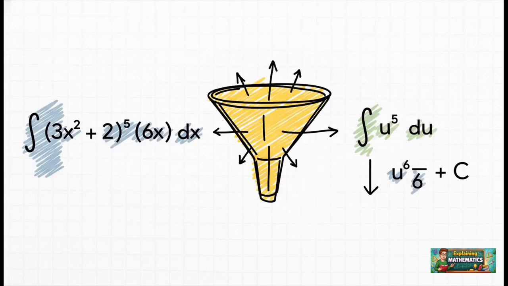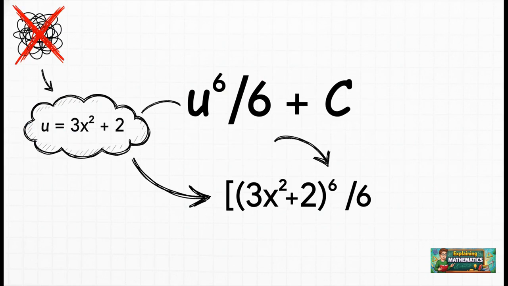And this is the payoff. Our whole intimidating integral just collapses into the integral of u to the 5th du. I mean, come on, that's a problem we can solve in our sleep with the simple power rule. The integral is just u to the 6th over 6, plus our good old constant of integration, c. For our final step, we just have to swap u back out for what it actually is, the 3x squared plus 2. And there it is, our final answer. It's just a fantastic illustration of how a really complex problem becomes simple.